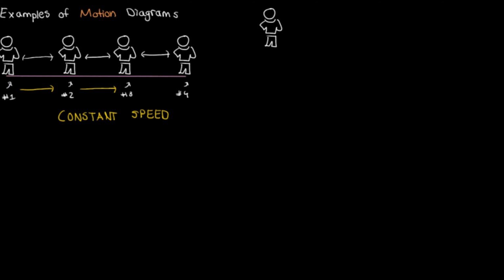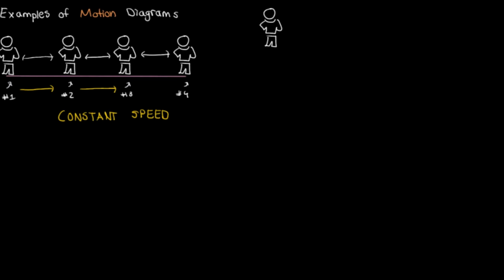Constant basically means same or continuous or equal. Constant means it's not changing. So we can read this as this person's speed is not changing. This person is traveling at a constant speed. He's not speeding up or slowing down.